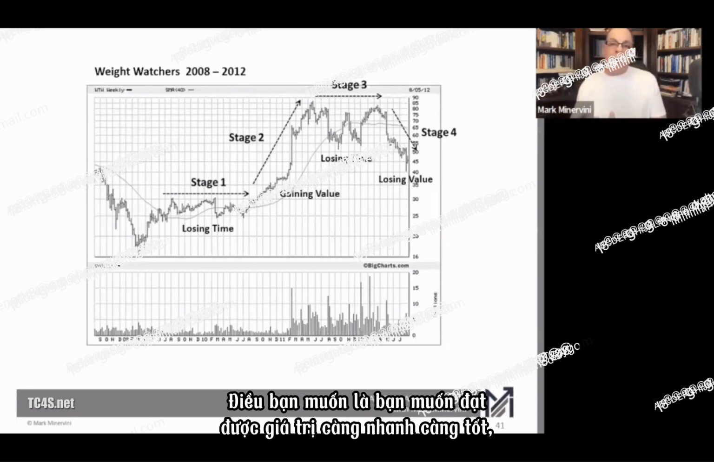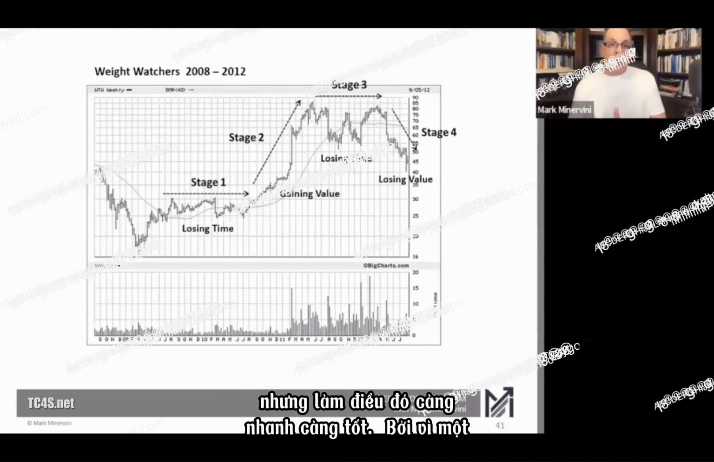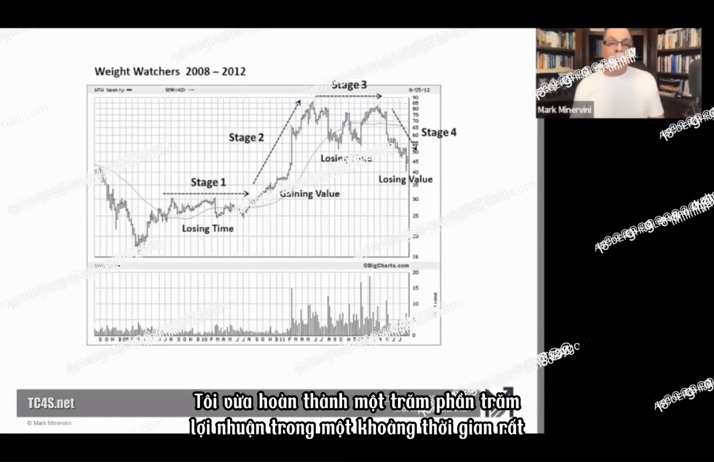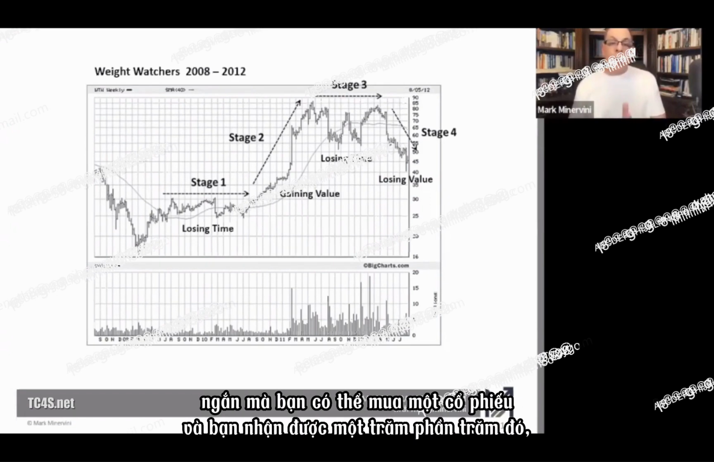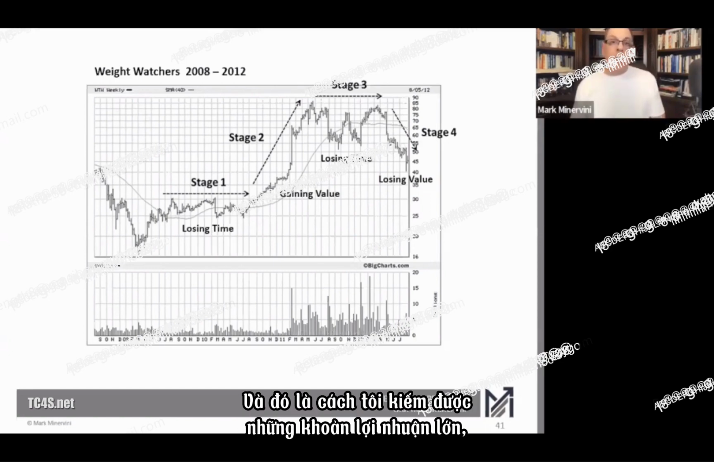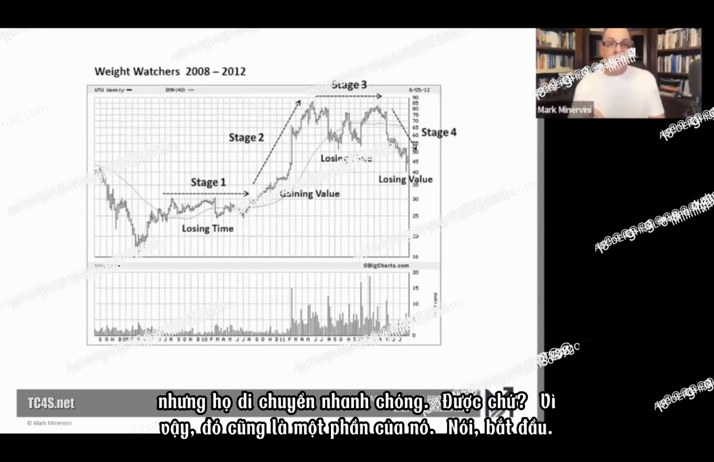What you want is to be gaining value as fast as possible. That's the main goal: to be not only gaining value, but doing it as fast as you can. Because if I can make 20% in 3 days, and I can do that a couple times, well, I just accomplished a 100% return in a very short period of time, where you may buy a stock and get that same 100%, but it takes 2 years. I'm going to make much more money than you. And that's how I make the big returns, because I not only know how to get the stocks that move, but they move quickly. So that's also part of it.